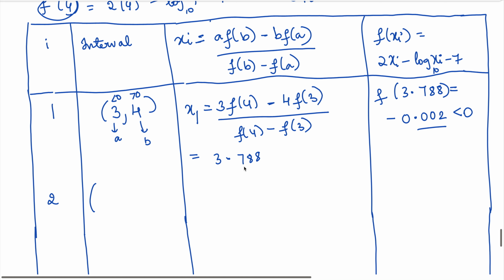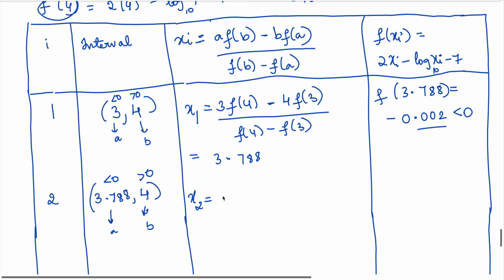So here also f of 3.788 is giving us less than 0. So we will replace this with a new x value, 3.788. F of 3.788 gives us less than 0, and the other one we will keep as it is. If a new x value was giving us greater than 0, then we would have replaced what was greater than 0. But since we had less than 0, we are replacing the interval which gave us less than 0 in the previous interval. Now this is a new a, this is a new b.